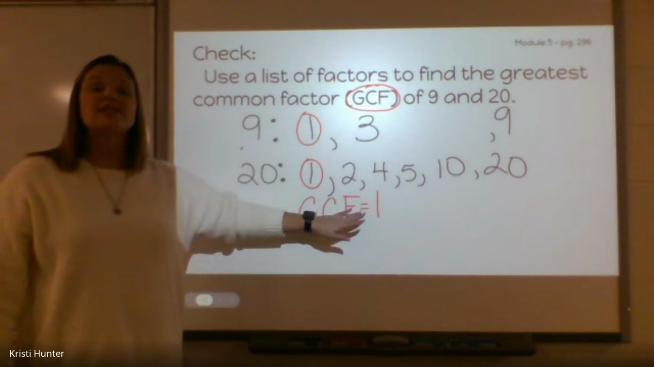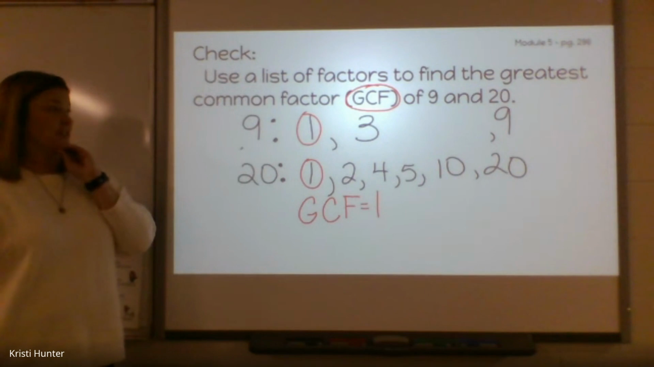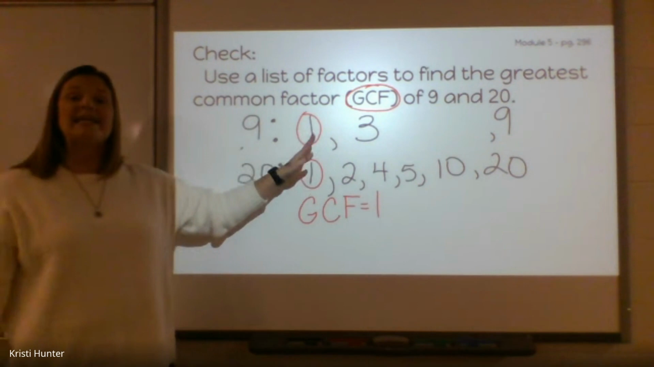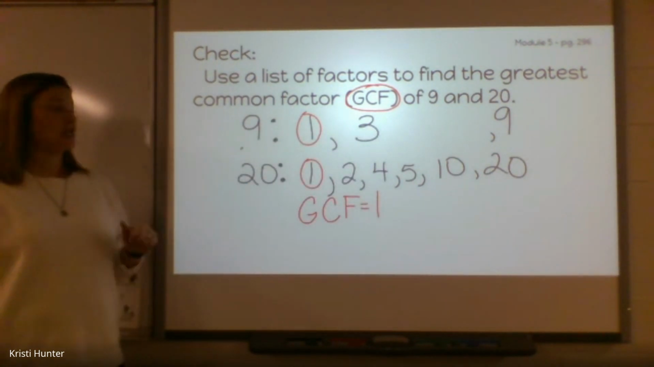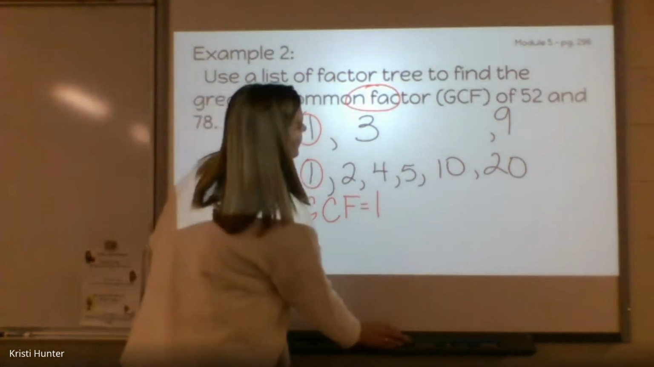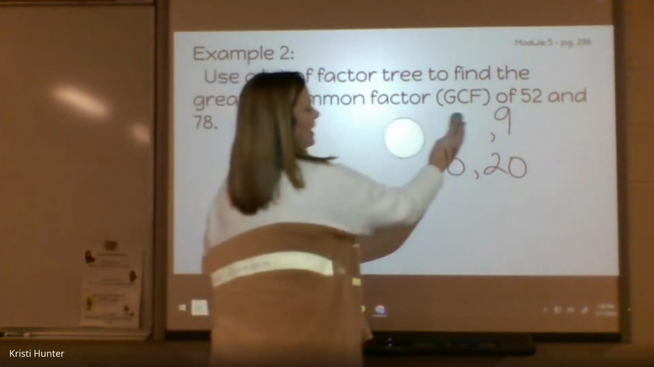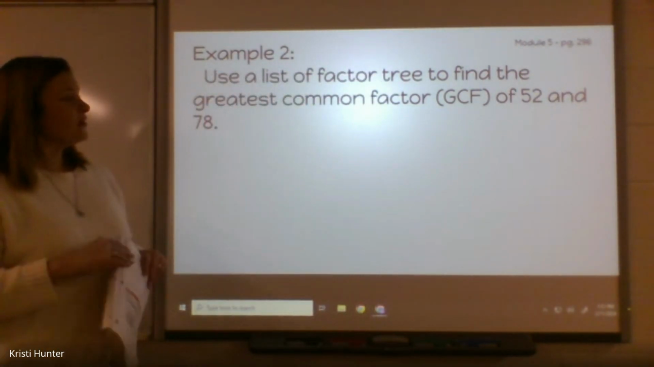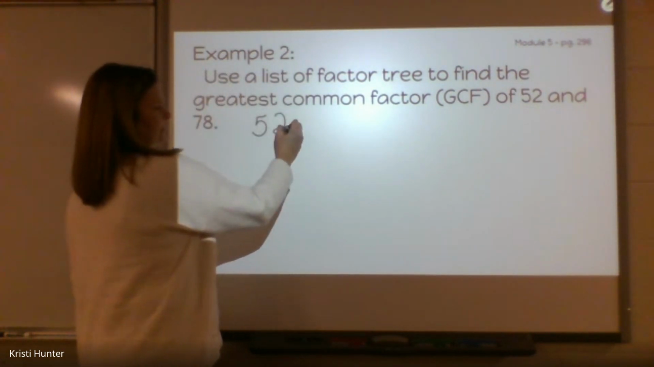All right. So here is way number 1 to find common factors. Create a list and then see what is the biggest number on that list that these two numbers share as factors. The second way, and some of you might have seen this way, if you look at example 2, is to create what they call a factor tree. So they create a factor tree by doing this. My numbers are 52 and 78.